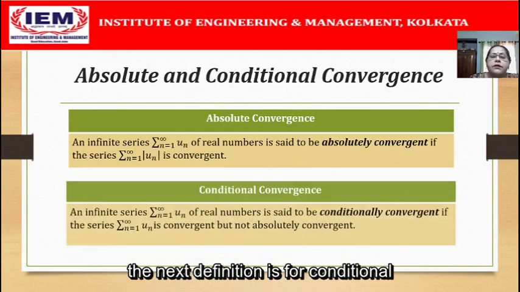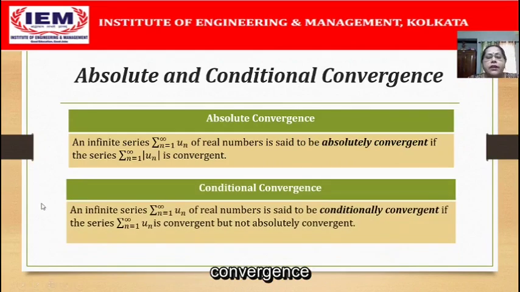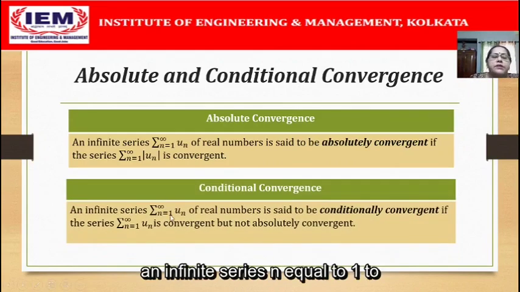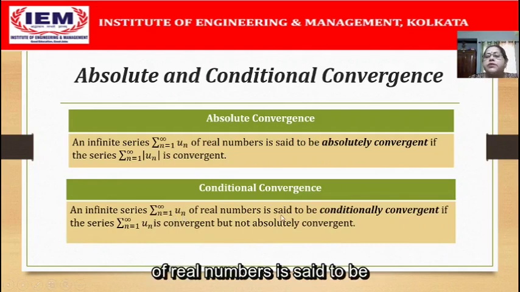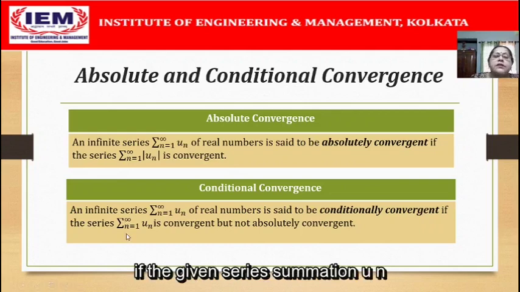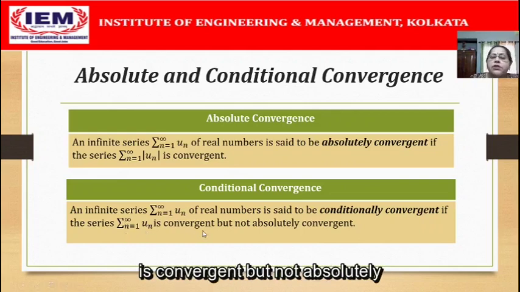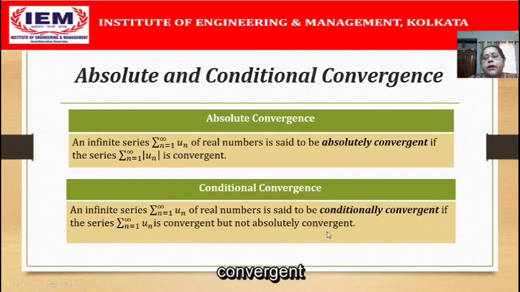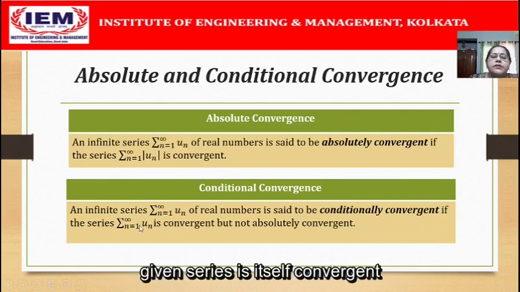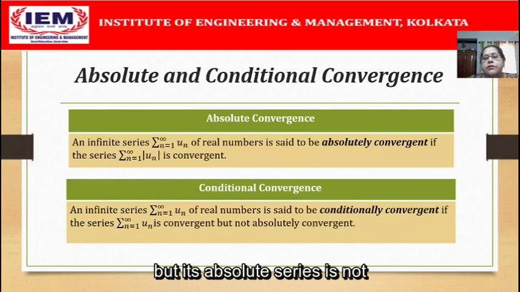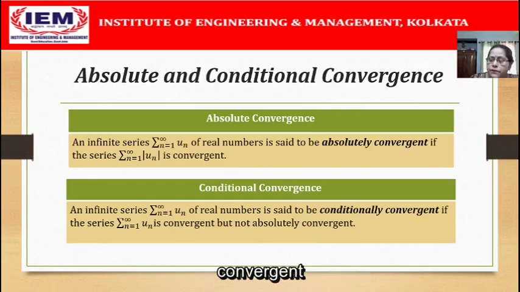The next definition is for conditional convergence. An infinite series summation n equal to 1 to infinity un of real numbers is said to be conditionally convergent if the given series summation un is convergent but not absolutely convergent. So conditional convergence means that the given series is itself convergent, but its absolute series is not convergent.